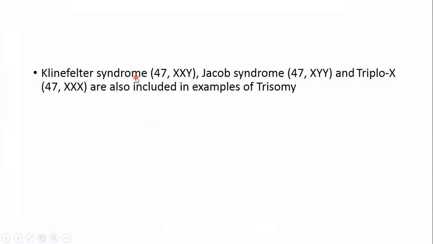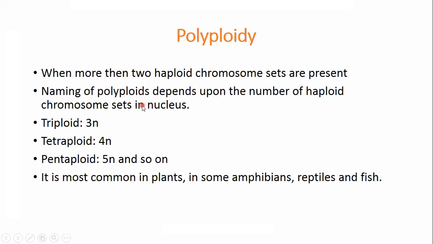Other examples of trisomy are Klinefelter syndrome, a trisomy of the sex chromosomes, which is represented as 47 XXY, means one X chromosome is extra, and Klinefelter syndrome affects males. And the other example is Jacob syndrome. It is represented as 47 XYY, and it also affects males, while triple X is represented as 47 XXX. It affects females. So these all are examples of trisomy.